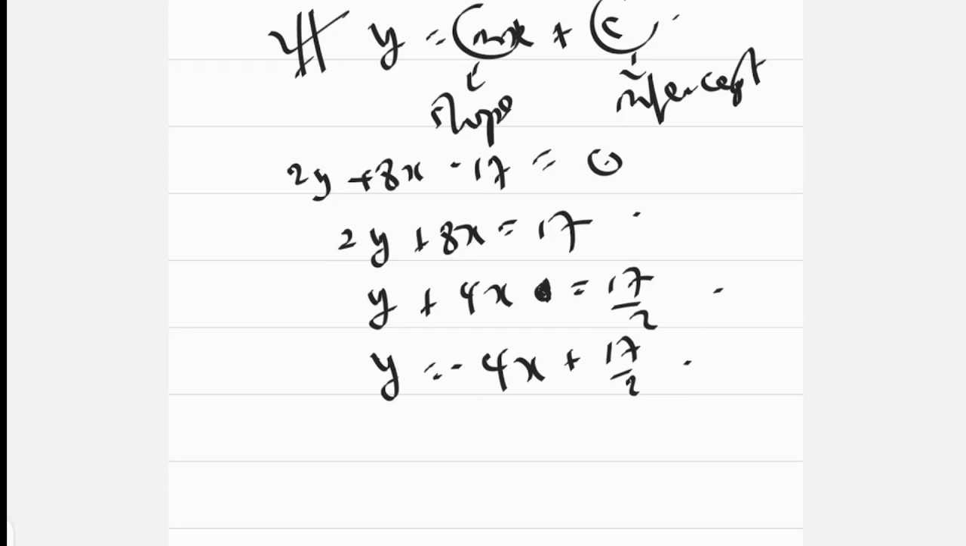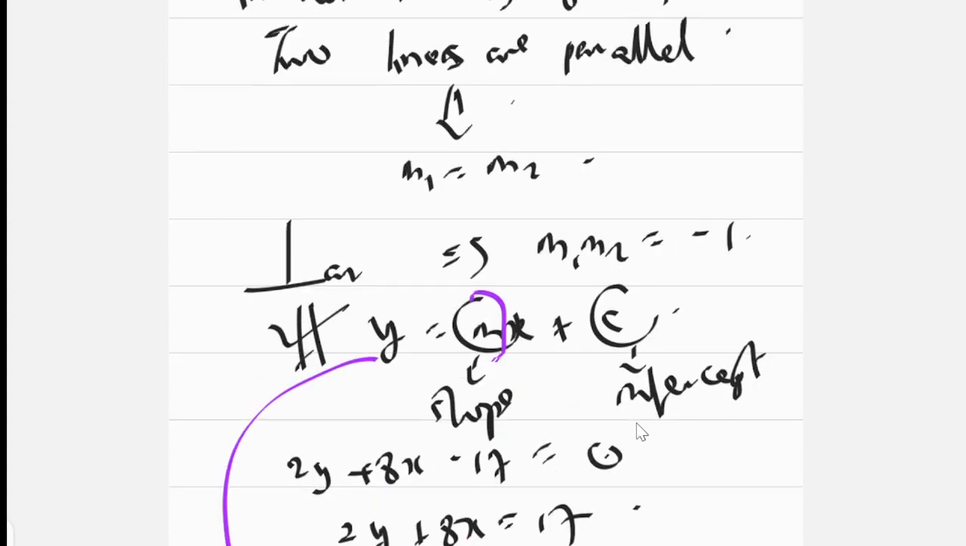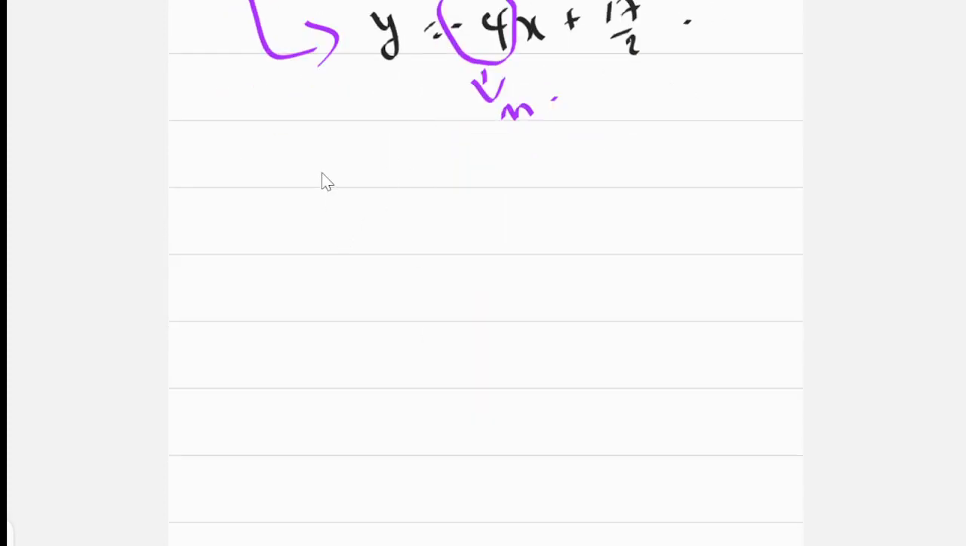So from here, I can conclude that my slope is the coefficient of x. So that is my slope. I've rewritten this in the form y is equal to mx plus c, so now I know the slope of this line. Then I can find the slope of the other one, through (-1, -p) and (-2, 2). You have 2 points, x1, y1 and x2, y2. And how do you find the slope of that?